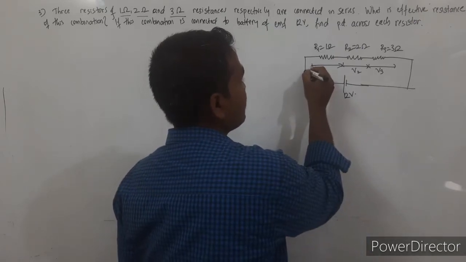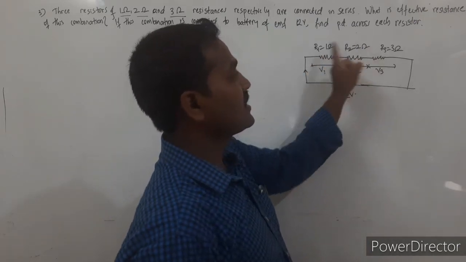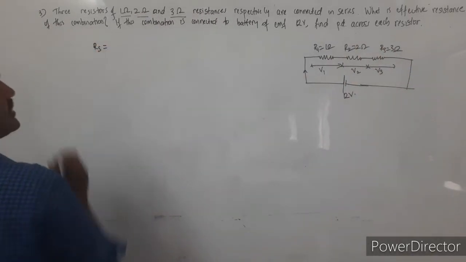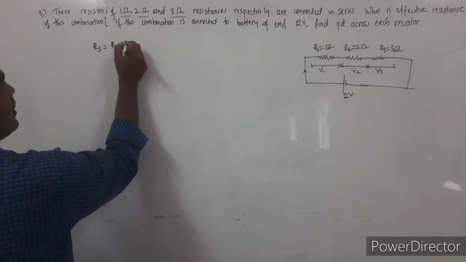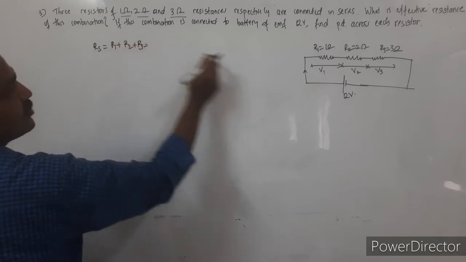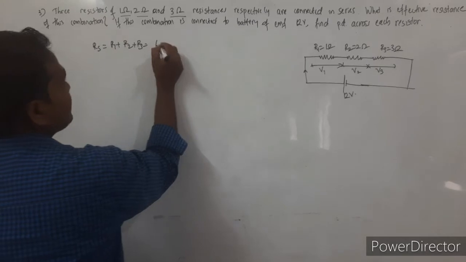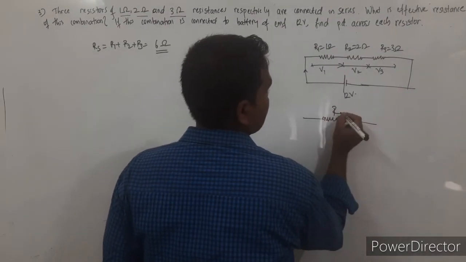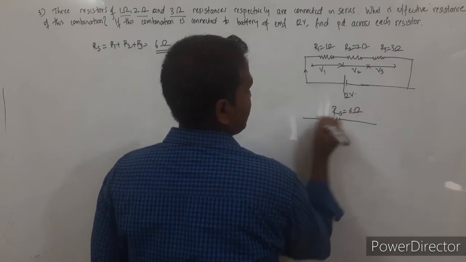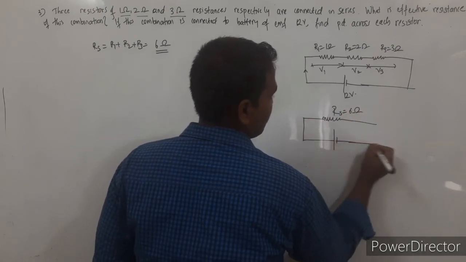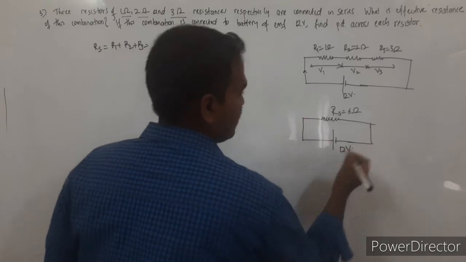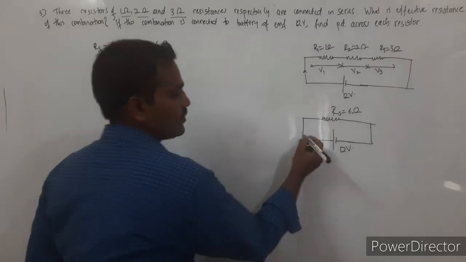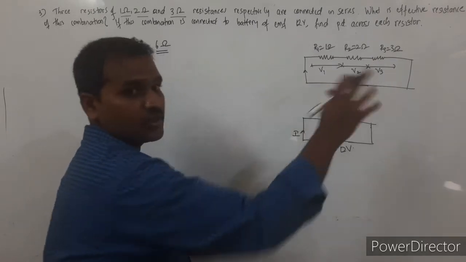So first, to find the effective resistance, all these are connected in series. The effective series resistance is R1 plus R2 plus R3, that is 1 plus 2 plus 3, which is 6 ohm. The resistance Rs is 6 ohm connected to a 12 volt battery. Now, to find the potential drop across each resistance, first we have to find the electric current flowing through the circuit.